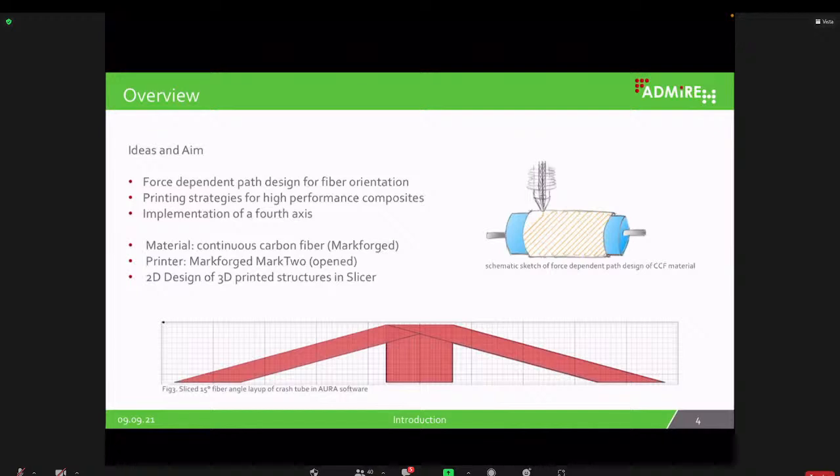We used the material from Markforged, which is continuous carbon fiber material. We also used the Markforged Mark II printer, which we opened, so we could use our own or open source software for that. Therefore, we sliced our specimen in the Aura software and designed 2D designs to print these 3D structures.